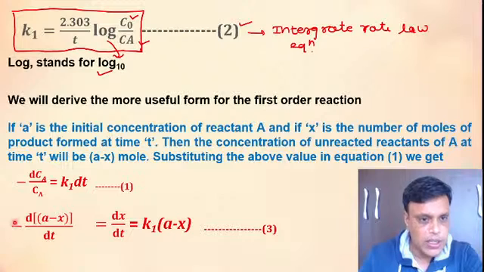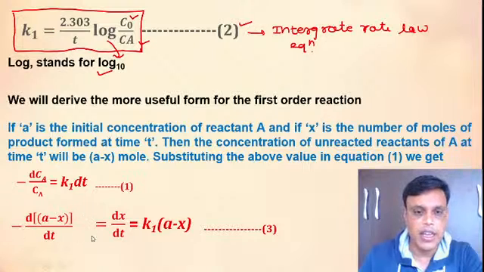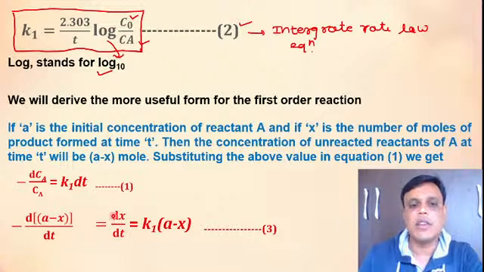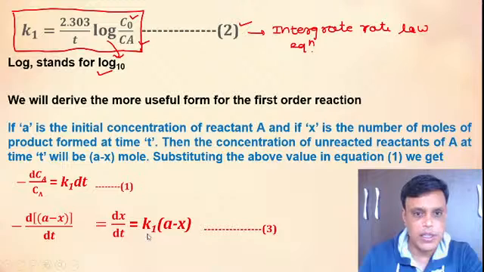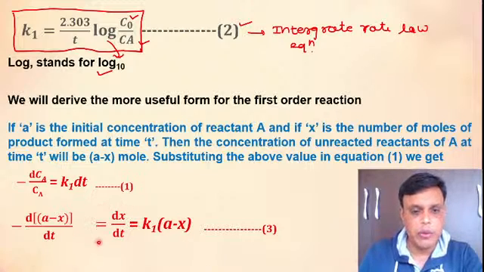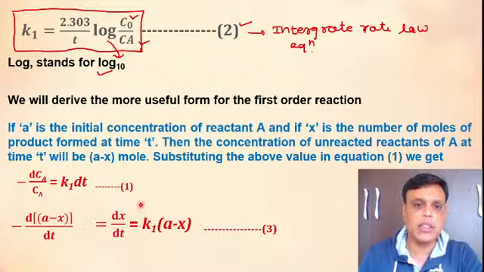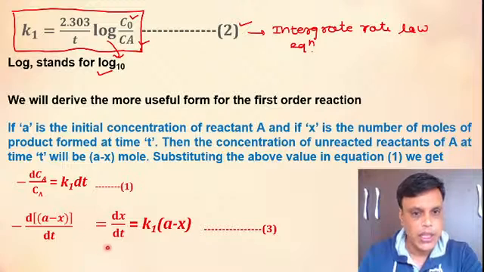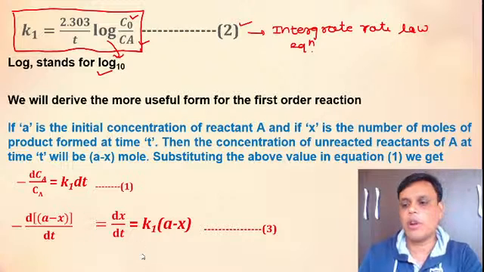Here a negative sign is there because these are reactants, and you know that the concentration of reactant decreases, that's why the negative sign is there. And here there is no negative sign because this is in terms of product, and the concentration of product increases. So dx by dt is equal to k1 (A minus X). We will write this equation in terms of product. We will take this equation and derive the more useful integrated rate law equation for first order reaction by using this equation only. We will consider the concentration of product.